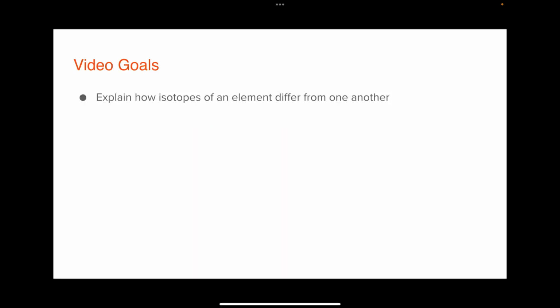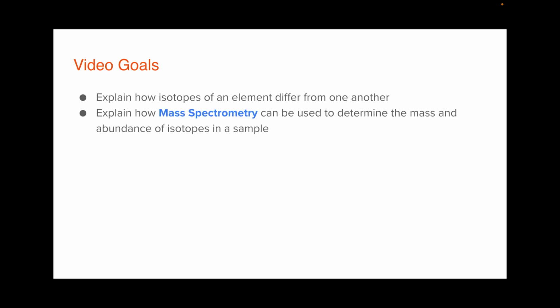By the end of this video, you should be able to explain how isotopes of an element differ from one another. You should be able to explain how mass spectrometry can be used to determine the mass and abundance of isotopes in a sample. And you should be able to calculate average atomic mass using mass spec data.